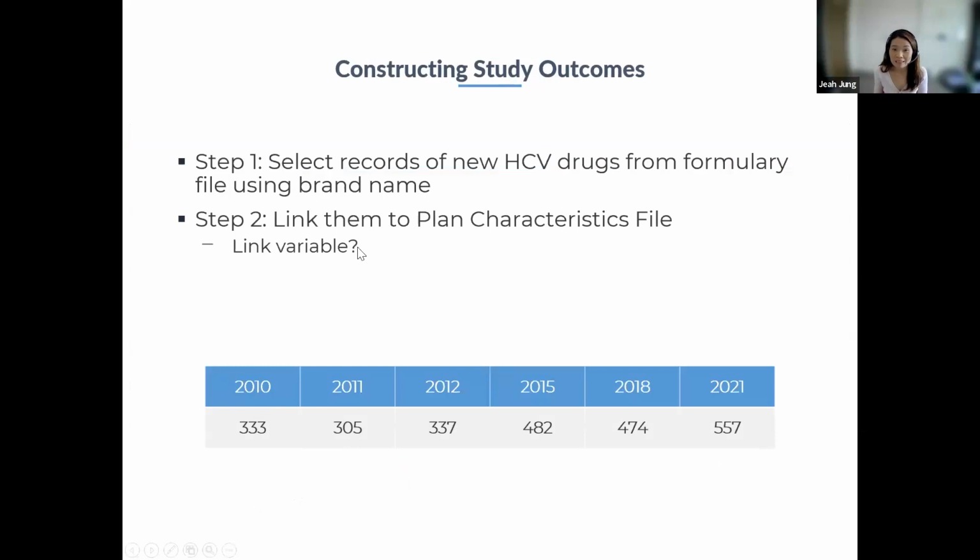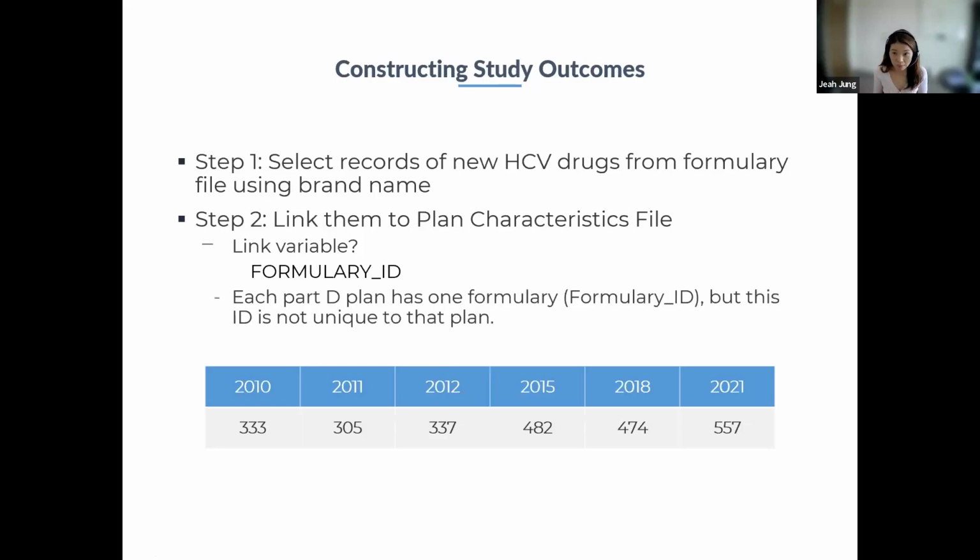So what is really the linking variable here? We have a formulary file that has a formulary ID. That's it. The formulary file does not have a contract ID or plan ID, right? So the linking variable here is the formulary ID. Each Part D plan has one formulary, okay? But the same formulary can be shared across many plans, right?